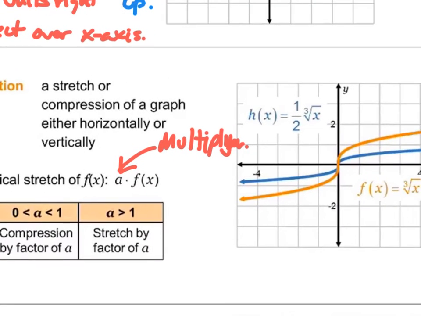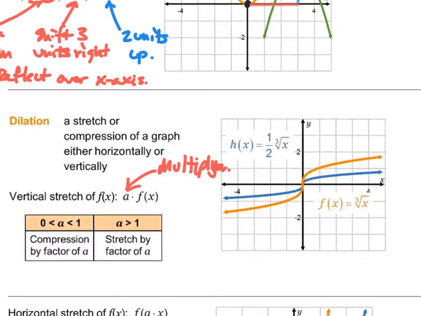So let's just take a look at this function. We have our normal function, our parent function here, the cube root of x. But when we apply a multiplier out here, that's going to change the way the graph moves. And so if this number is a fraction, then the graph gets compressed. These values get smaller.